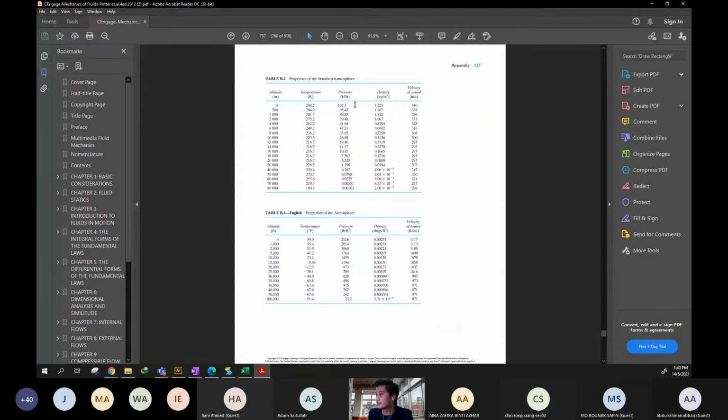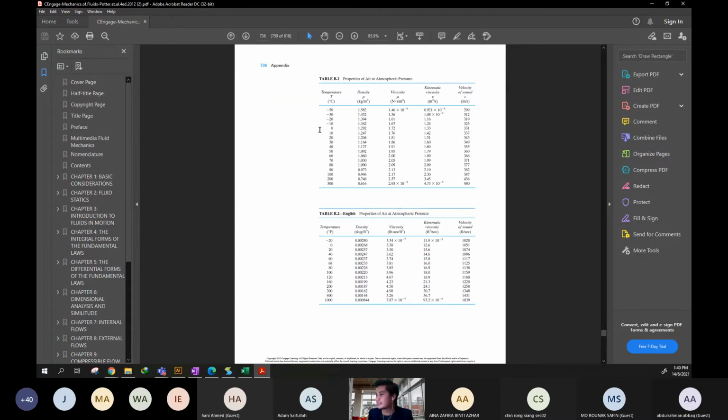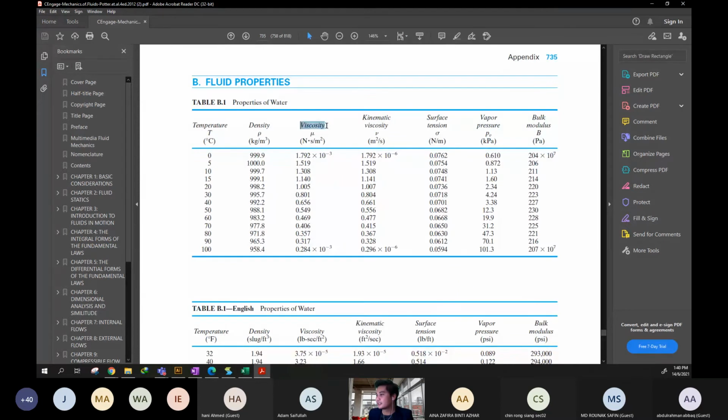Property of the water. Where is the property of the water? Is it this viscosity or this viscosity? Which one is correct, left or right? Right, kinematic. Please don't confuse. This is kinematic viscosity, VD over nu. For this one we call it dynamic or absolute viscosity, rho VD over mu. This is mu, this is nu.